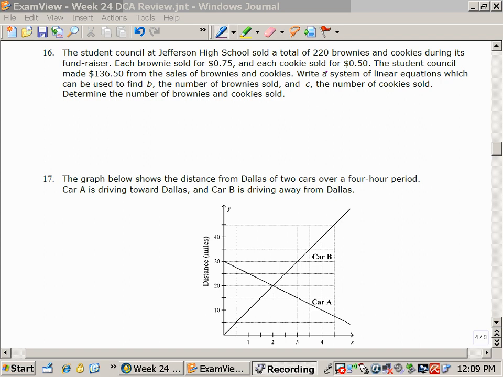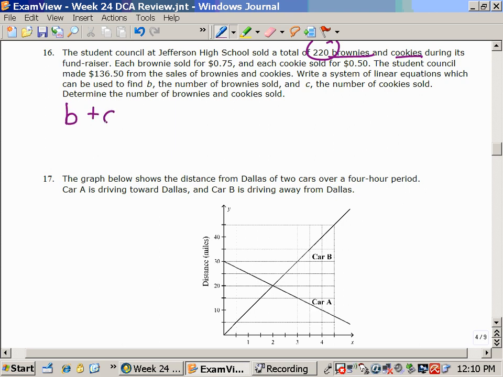All right, we have brownies and we have cookies. I have a total of 220. So I know that brownies plus cookies is equal to 220. My second equation says that each brownie sold for 75 cents, so I have to put 75 cents in front of the brownie, and for the cookie I have to put 50 cents. My total was $136.50. Now I'm assuming you have a calculator sitting there where you can multiply things.